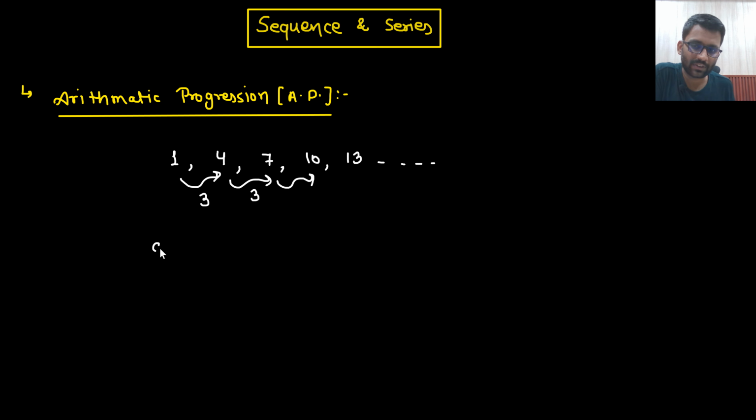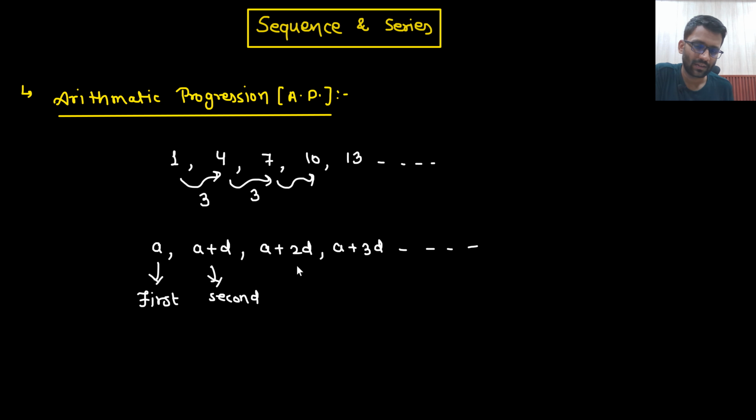So let's just say if my first term is a, so what will be my next term? Next term will be a plus d. So there has to be a common difference. So next term will be a plus d, a plus 2d, and in this manner it will keep on going, right? This is my first term, first, second, right, third, fourth.